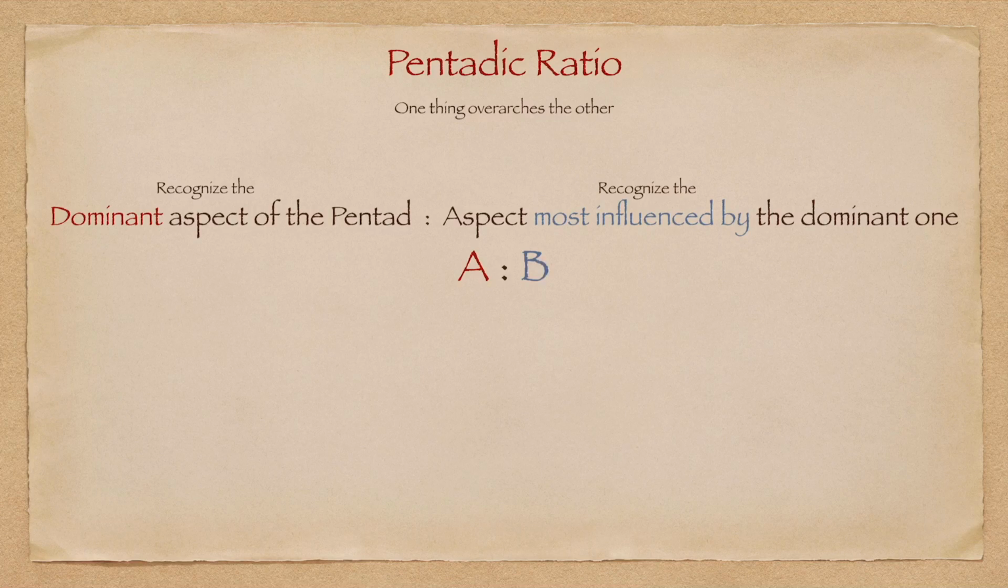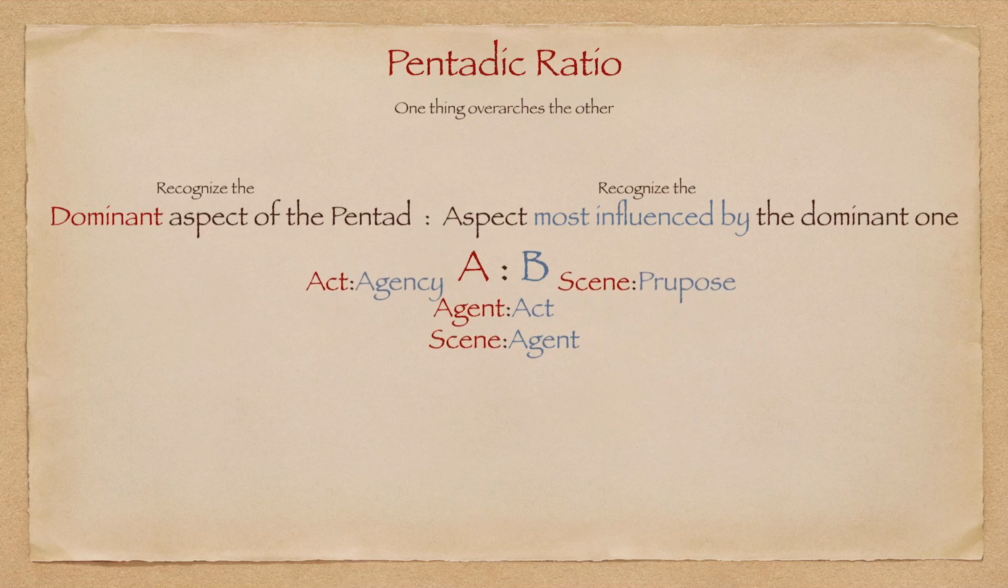Now, these elements can be any of the five aspects of the pentad, okay? You could have a dominant act and it most dominating the agency. You could have a scene-purpose ratio. You could have an agent-act ratio. You could have a scene-agent ratio. You can have an agent-agency ratio. You can have an act-purpose ratio. You can have any ratio combination that you can imagine out of the aspects of the pentad.